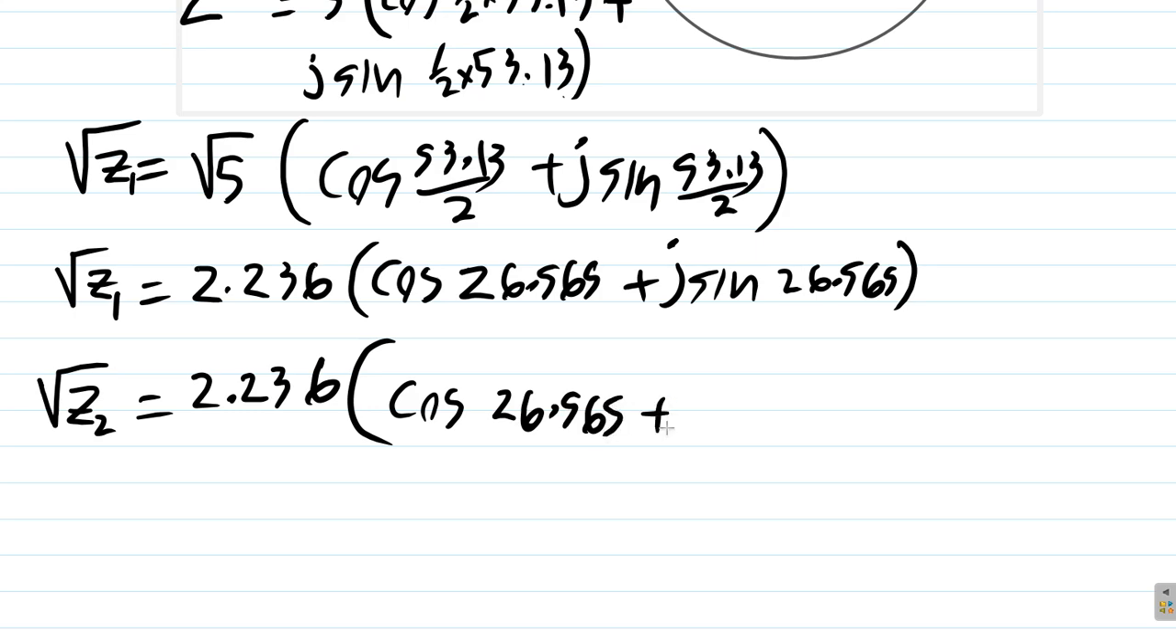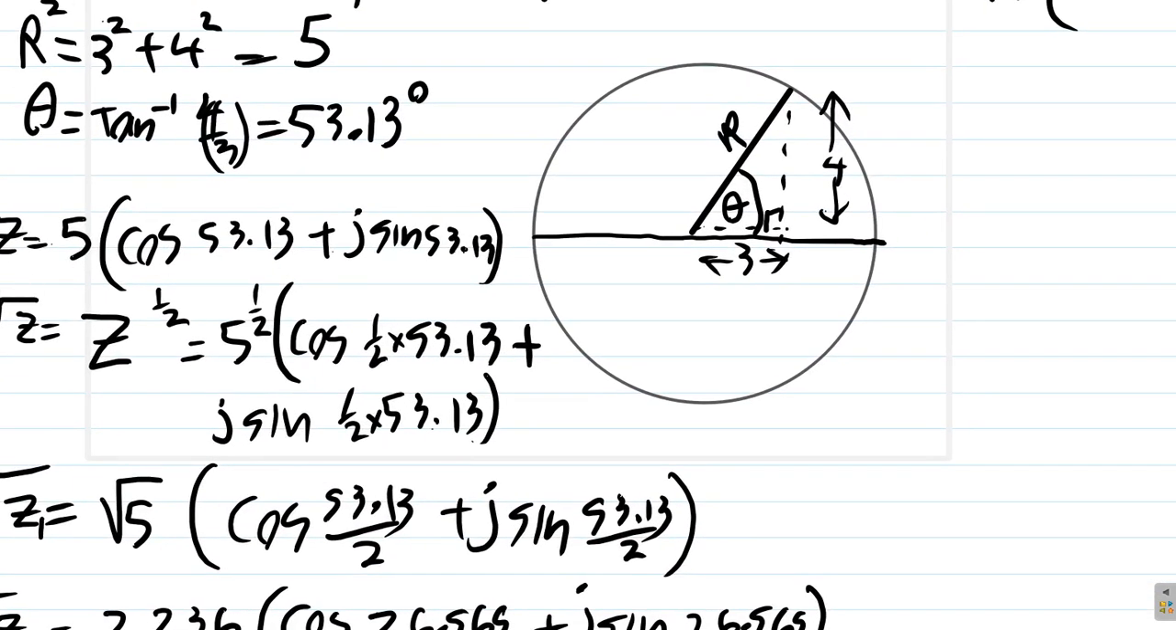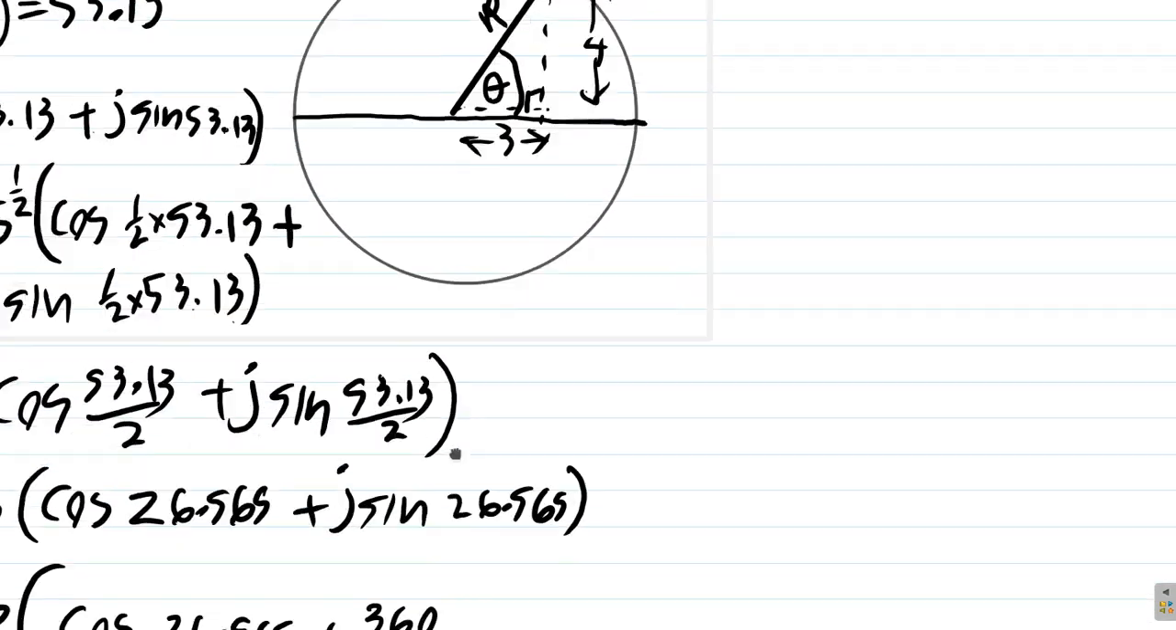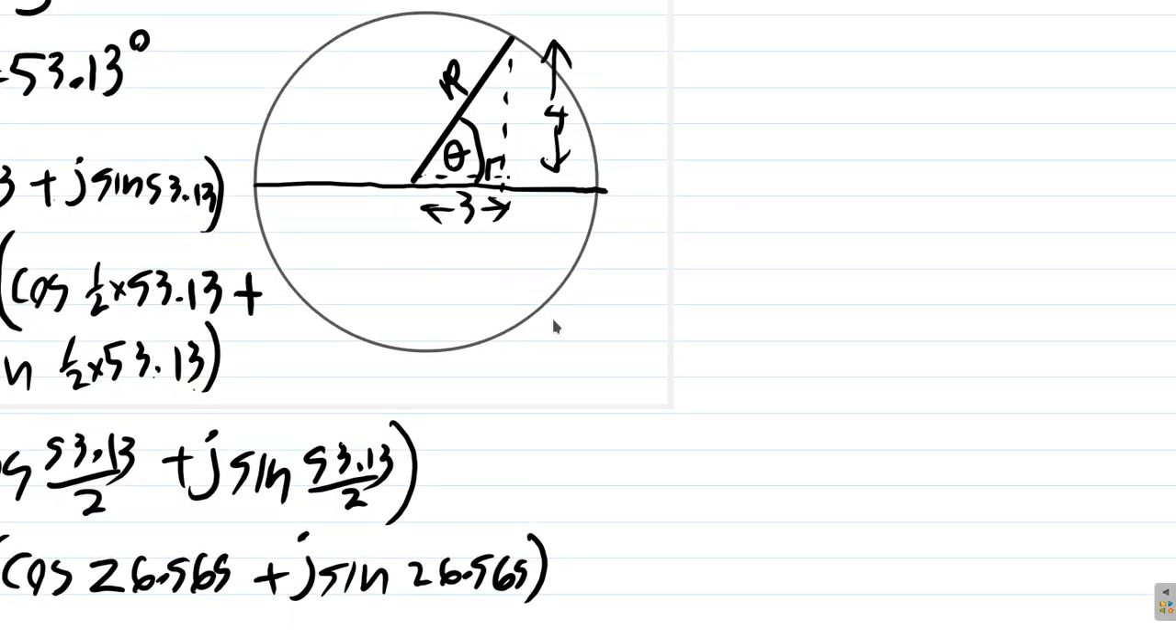26.565 plus. Now we're going to rotate it. Plus what angle? 360 over 2, because remember, we have 180 degrees. 360 over 2. There will be 2's. I keep referring to this.